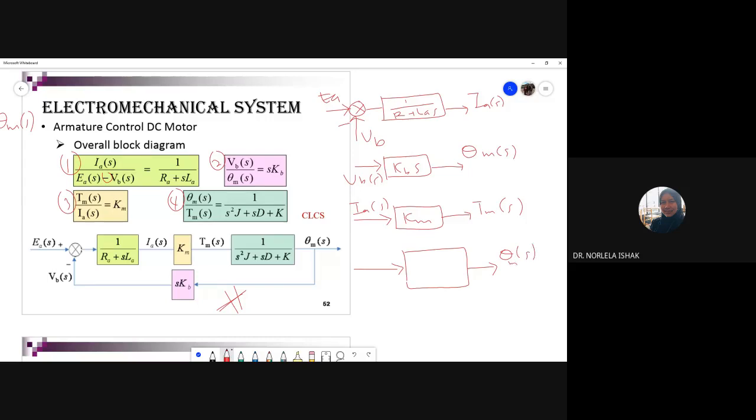The input is a torque, and this is Js square plus ds. This is the individual block diagram representing each subsystem. Okay, guys, you can follow. Are you with me? Yeah. Madam. Okay, very good.